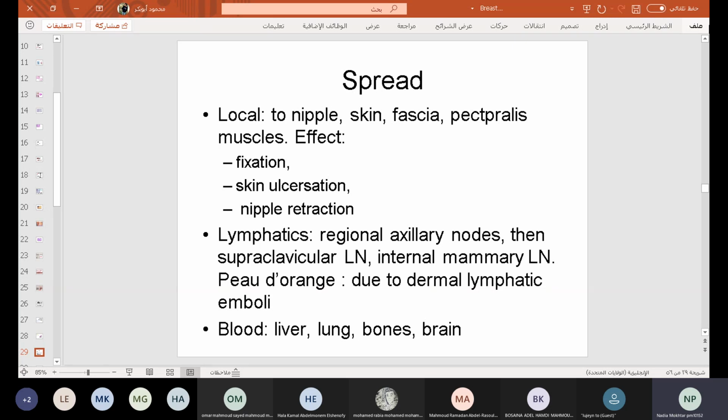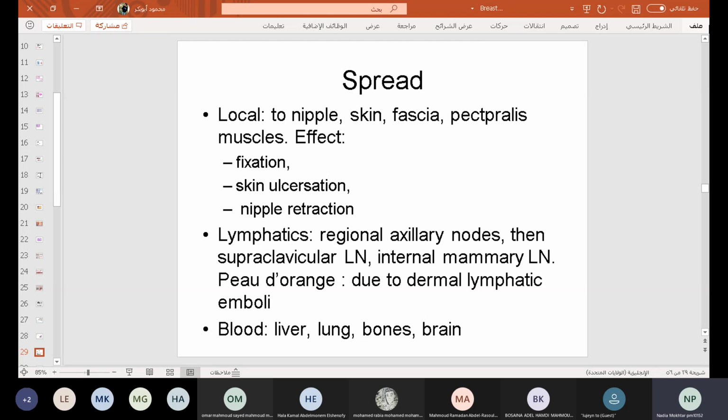The internal mammary, this will cause some dermal lymphatic emboli. By the way, if you mention internal mammary or supraclavicular nodes without mentioning the axillary nodes, that is wrong. You have to mention the axillary nodes first, because they are the first station to receive the metastasis. So this is lymphatic spread. It really matters whether the tumor has metastasized to the lymph nodes or not yet, and this affects the stage, as we will see later.